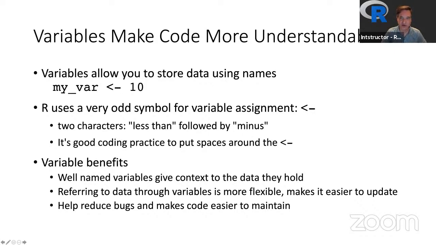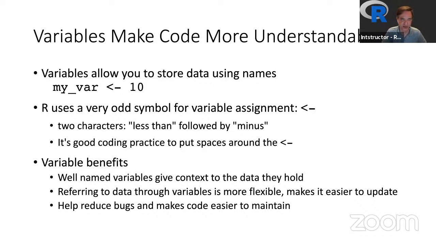Alternatively, you could make a new variable called experiment time and assign that the value of 60. Then whenever we use this variable, we now know that we're referring to experiment time and it has that value of 60 in it. So we can do math using these variables, for example. And it gives you context to the data that you have.